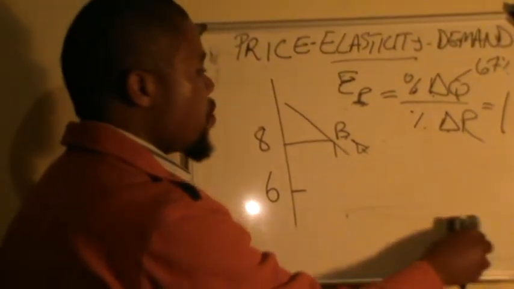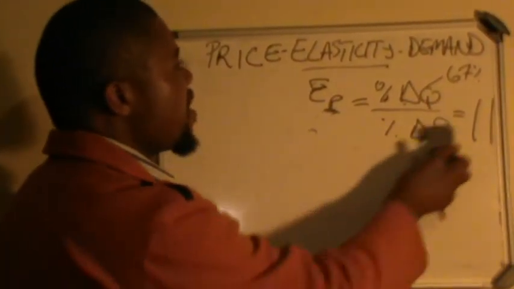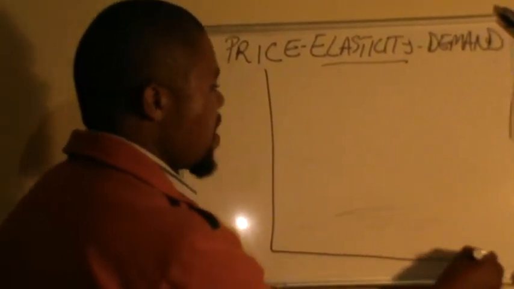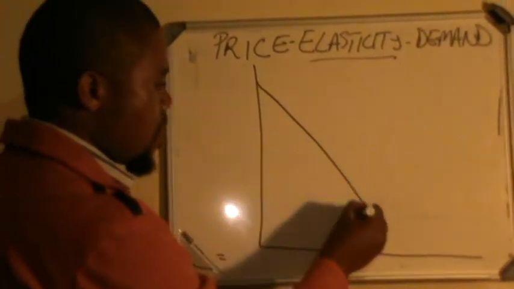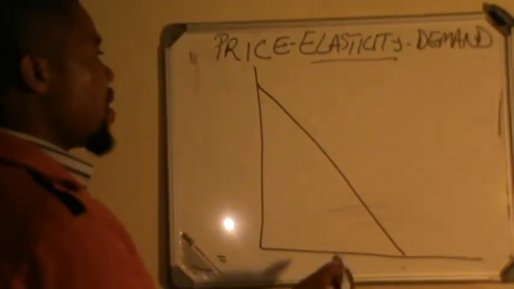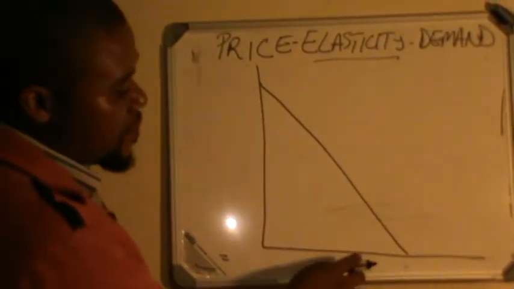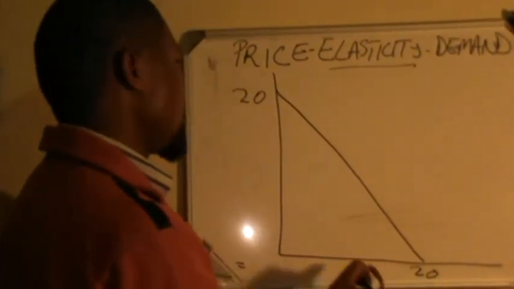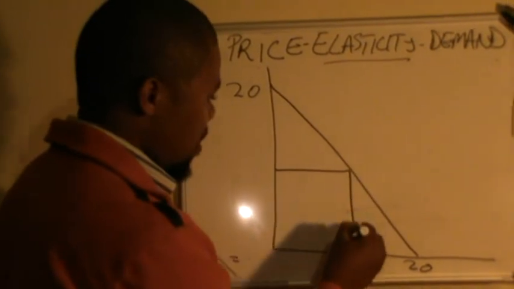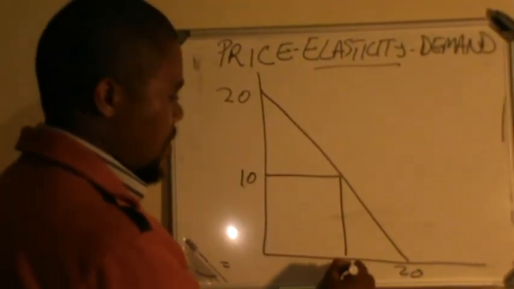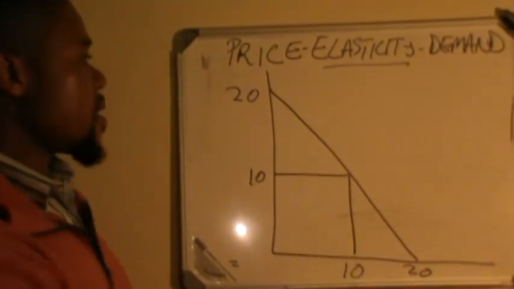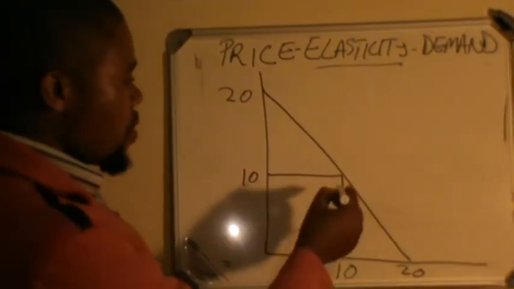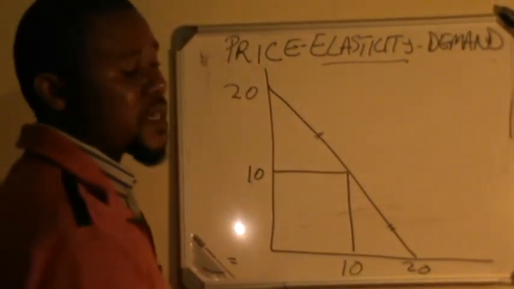Now, the price elasticity of demand, like I've said to you, changes along the demand curve. Say, for instance, you've got a demand curve where the slope is 1, meaning that a change here is accompanied by the same change there. If this was 20, this would be 20. If this was 10, this would be 10. So it's a demand curve where the slope is 1, meaning that this area there equals that area there.